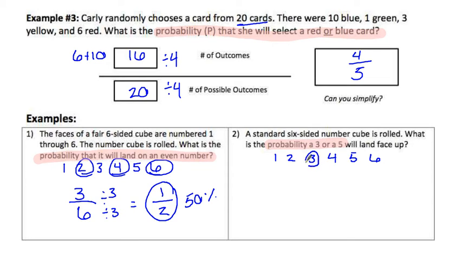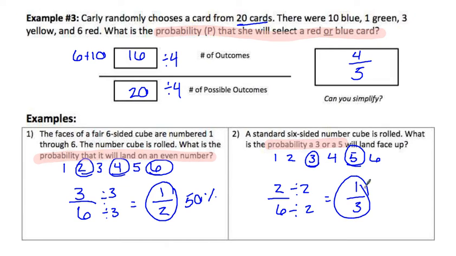Okay, so here's my 3, here's my 5. I don't care which one I get. It can be either or. So I can get 2 out of 6, and you should have simplified that by 2 in the numerator and denominator, and you got 1/3 probability.